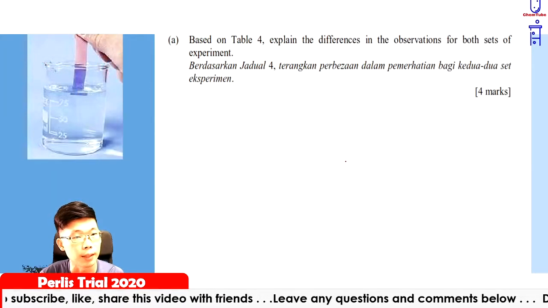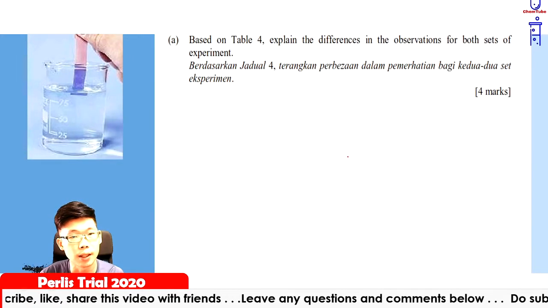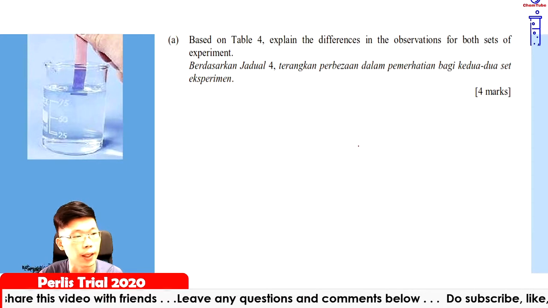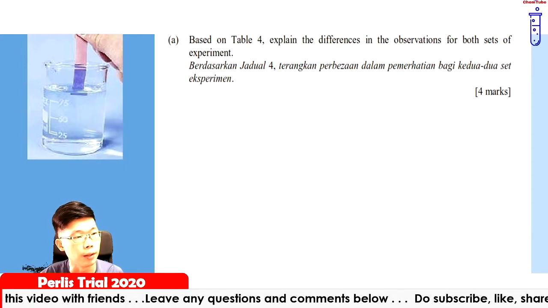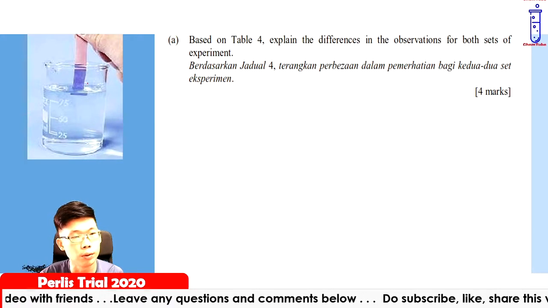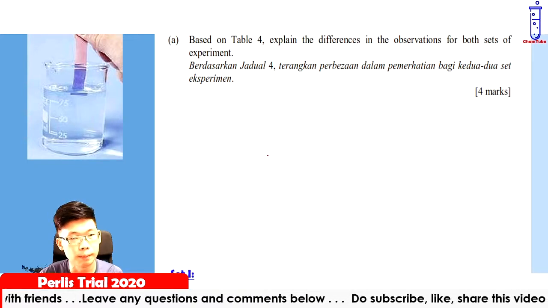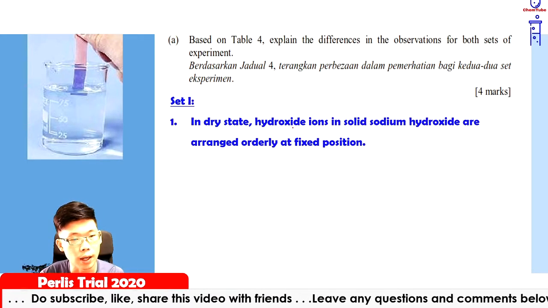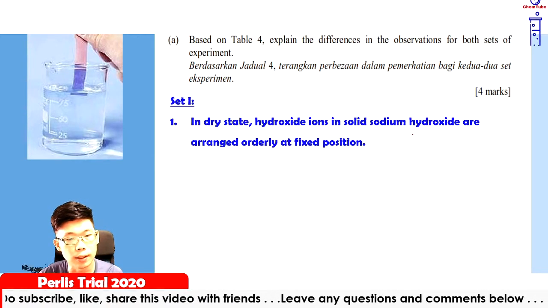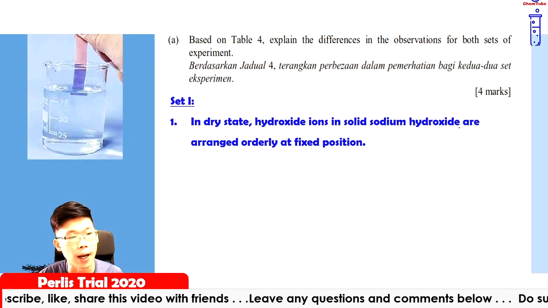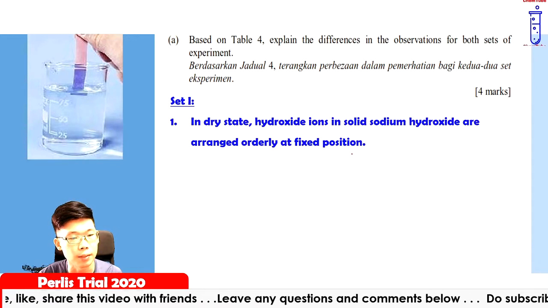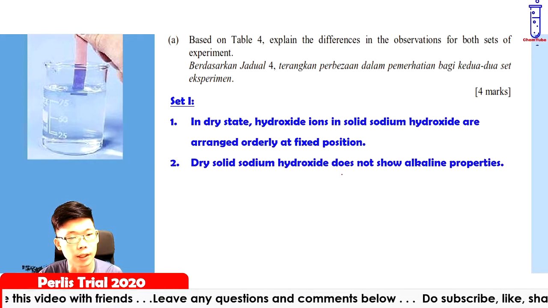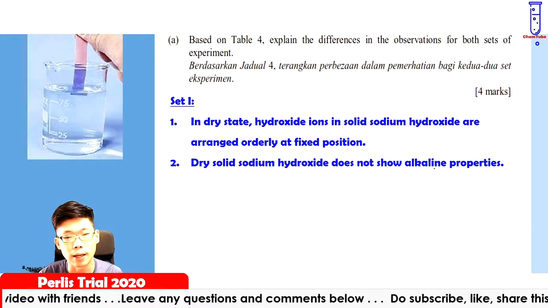Based on the table, explain the difference in the observation for both sets of experiments. The red litmus paper turns blue in set number 2. Set number 1, in the dry state, the hydroxide ions in the solid hydroxide are arranged orderly in fixed positions. So dry solid sodium hydroxide does not show any alkaline properties.